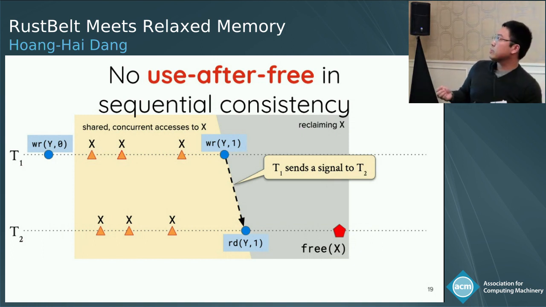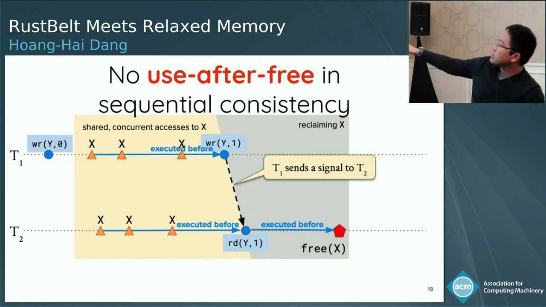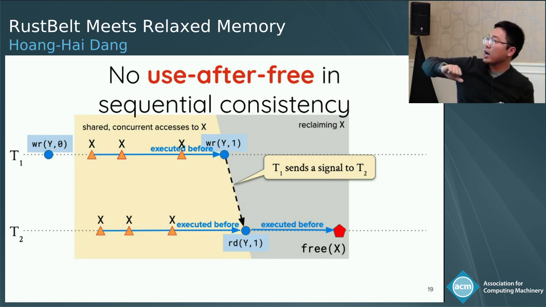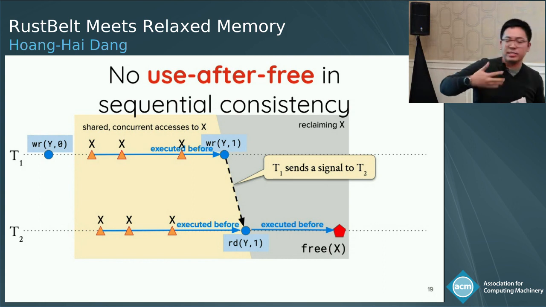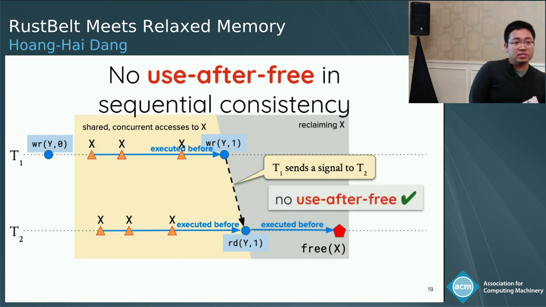This maintains the no use after free principle, because we know for sure that the free of X is executed after the read of 1 from Y. And we also know that all of these concurrent accesses to X are executed before the read of Y, so we know that all the uses of X are executed before the free of X. And that's no use after free. Very simple in sequential consistency.